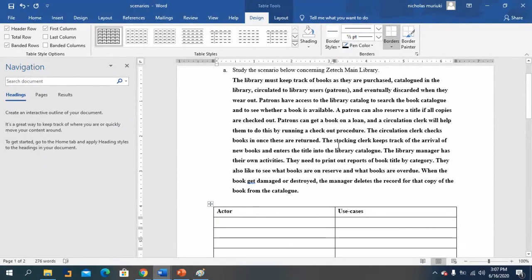The stocking clerk keeps track of the arrival of the new books and enters the title into the library catalog. The library manager has their own activities. They need to print out reports of the book's title by the category. They also like to see what books are on the reserve and what books are overdue. When the book gets damaged or destroyed, the manager deletes the record for the copy of the book from the catalog.